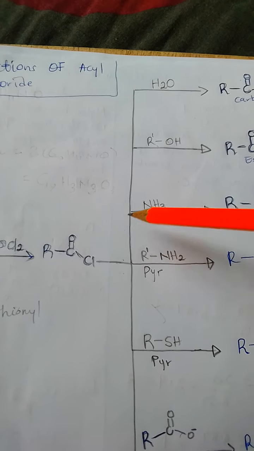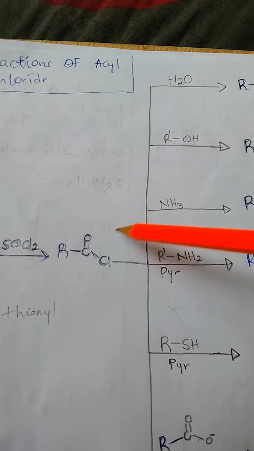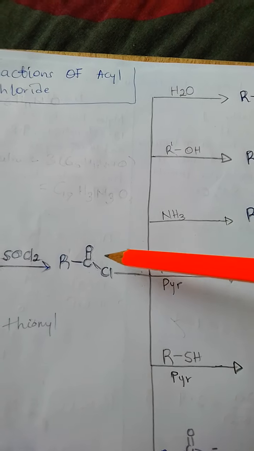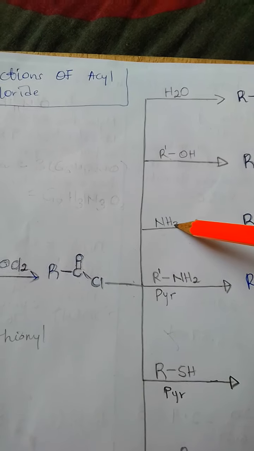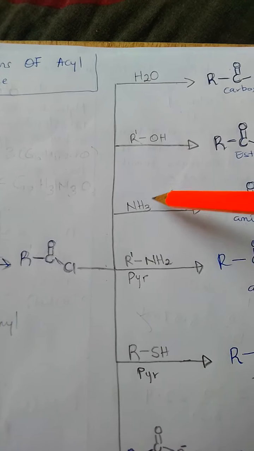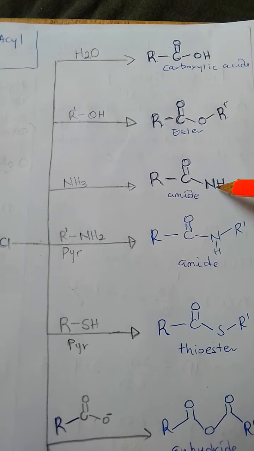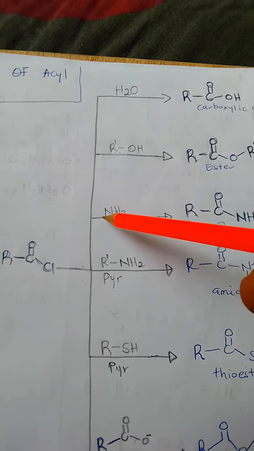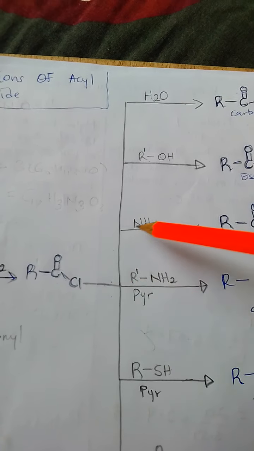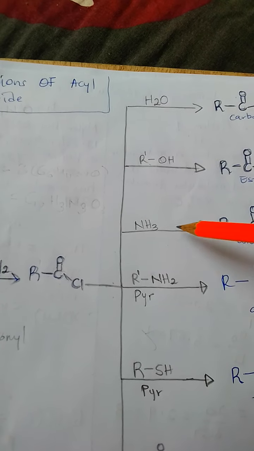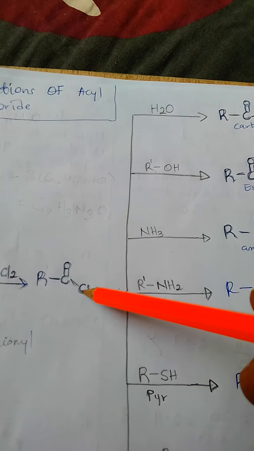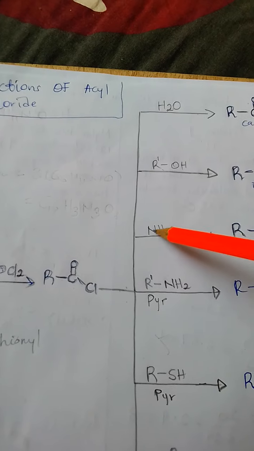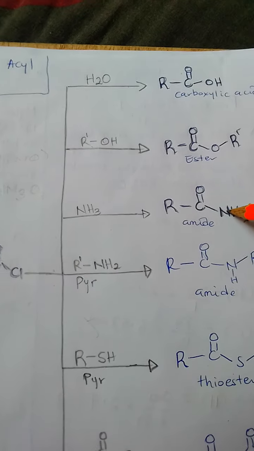The next reaction is the reaction of acyl chlorides with ammonia. When acyl chlorides react with ammonia, it tends to produce an amide. So this reaction basically also undergoes a nucleophilic addition elimination reaction, where one of these hydrogens is abstracted by this chlorine. Then this one replaces the Cl to form an amide.